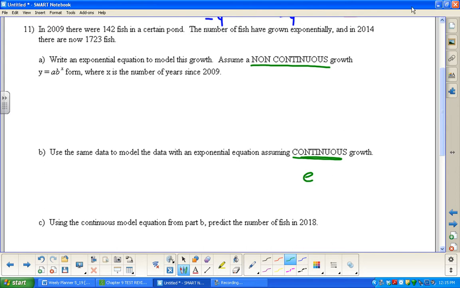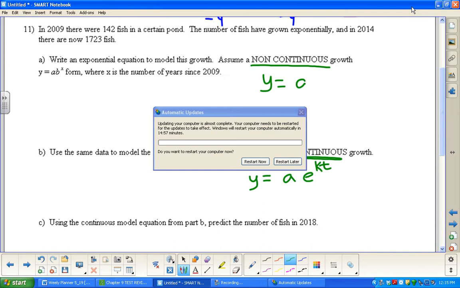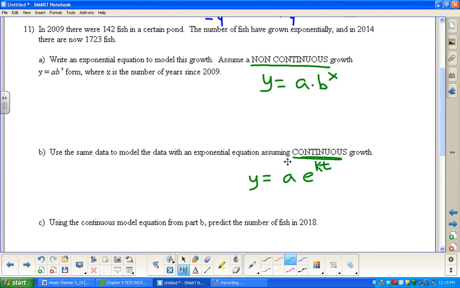And the equation for continuous growth is going to be y equals a times e to the kt power, while a non-continuous one is just going to be y equals a times b to the x power. Okay, so let's get rid of this, and let's start plugging some things in. They give us an initial value. That's going to be your a value. That's when you started. We had 142 fish.